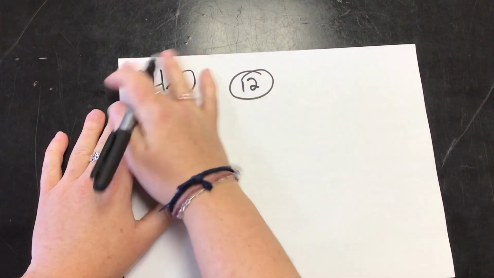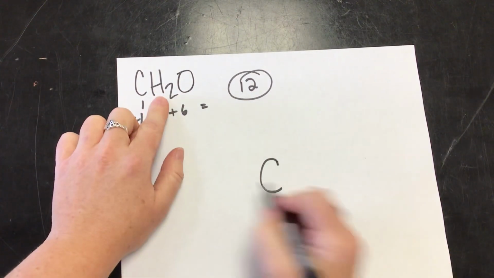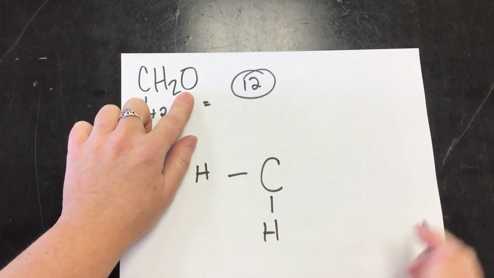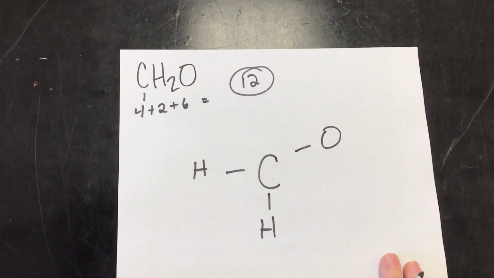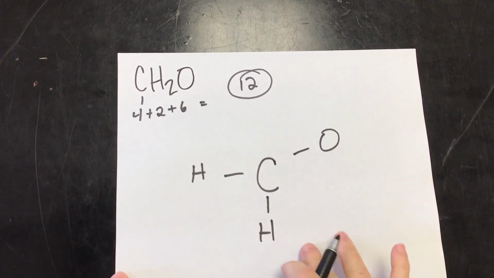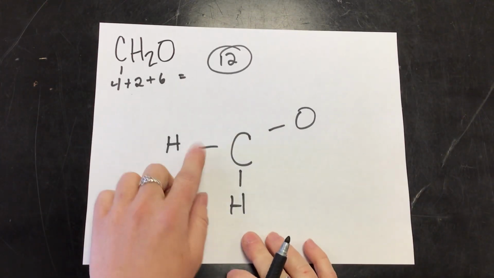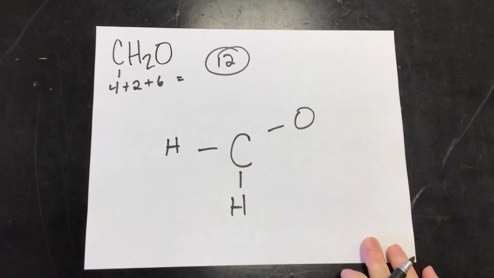The next step is to determine the central atom. Carbon is present, so carbon's the central atom. And we have 2 hydrogens coming off of it and an oxygen. The next thing we need to do is determine how many electrons are in our skeleton structure. Currently there are 2, 4, 6 electrons, but there are 12 electrons in our grab bag.